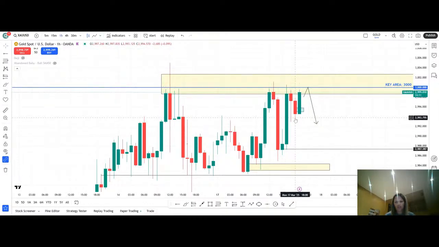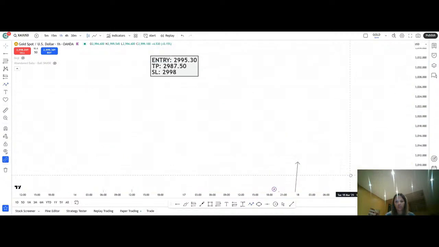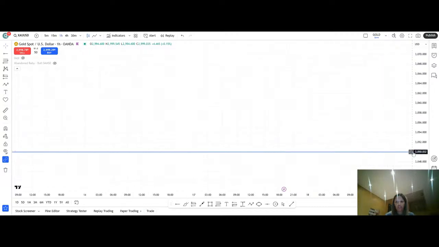It retested, came back down. I thought it's going to drop tonight. That's why I took a sell here. Stop loss got hit. Now it's moving up. What we can also expect to see is once we see a break in the retest around this, we know that price wants to continue all the way up. The next level would be at 3,050. I have it.